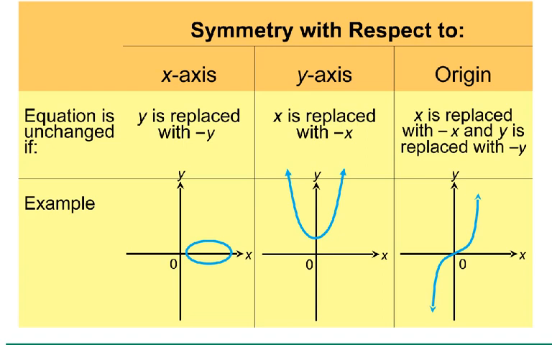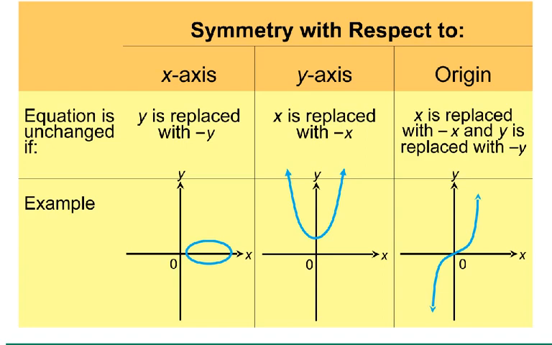Okay, symmetry with respect to the x-axis. What you have to remember is the equation is unchanged if y is replaced with negative y. So for example, this function right here would be flipping across that x-axis, and the graph of that equation doesn't change whatsoever. And then the y-axis: if x is replaced with a negative x and it is unchanged, like for example this right here, if we were to flip that across the y-axis, we would have the same graph.